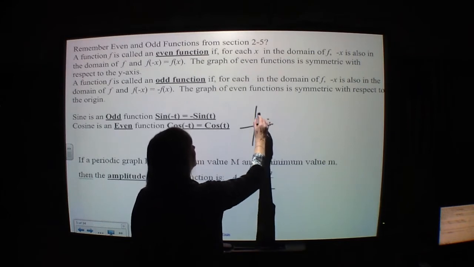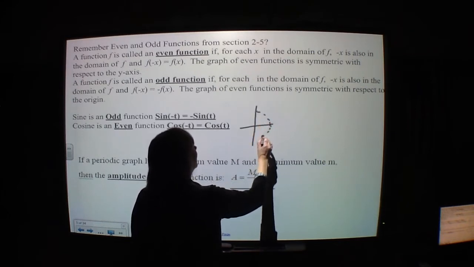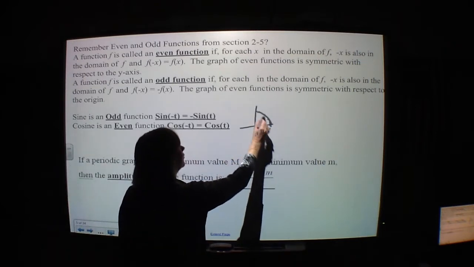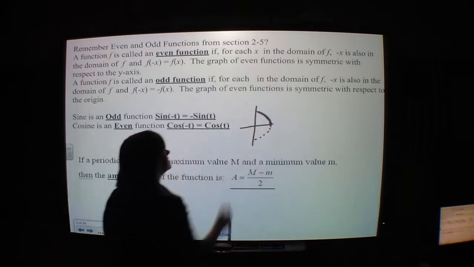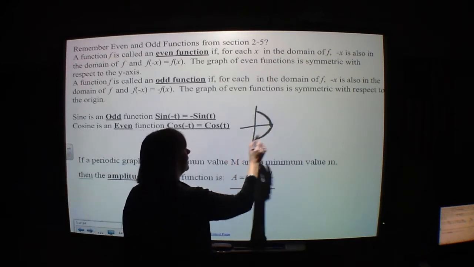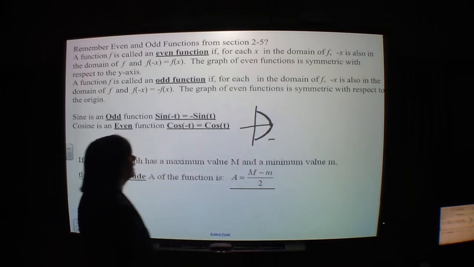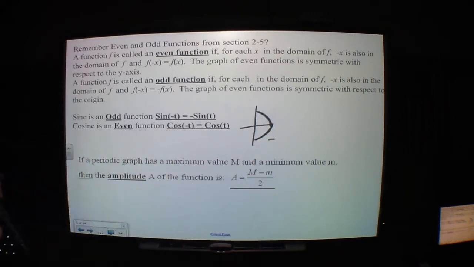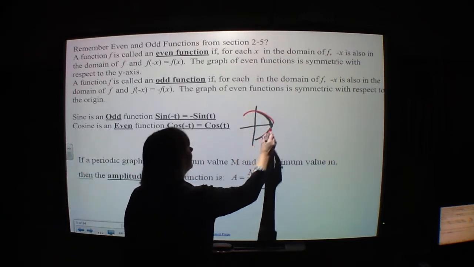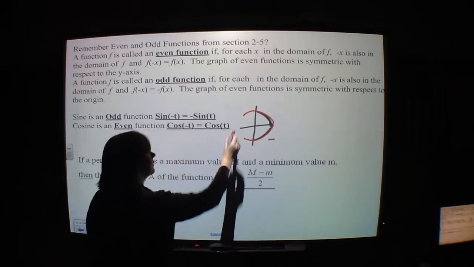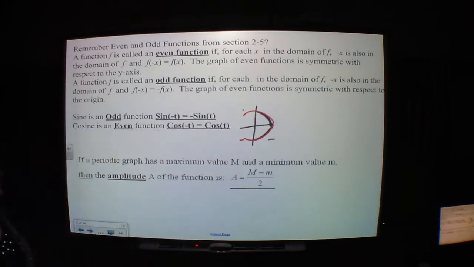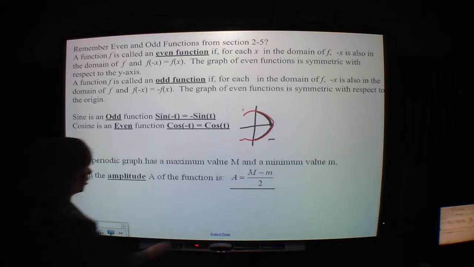Think of the unit circle. If I go this way, anywhere from 0 to 90, sine is positive. But if I go in the negative direction, I'm in this quadrant here, sine is negative there. Okay? Or if I'm in this quadrant right here, if I go negative that way, I end up in this quadrant. Sine's positive up here, negative down there. So sine is odd.